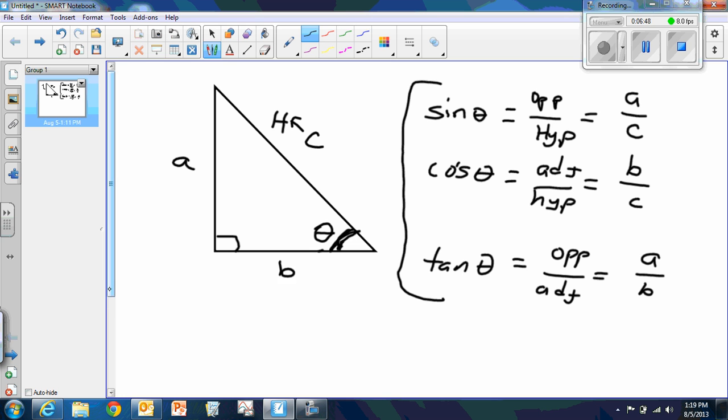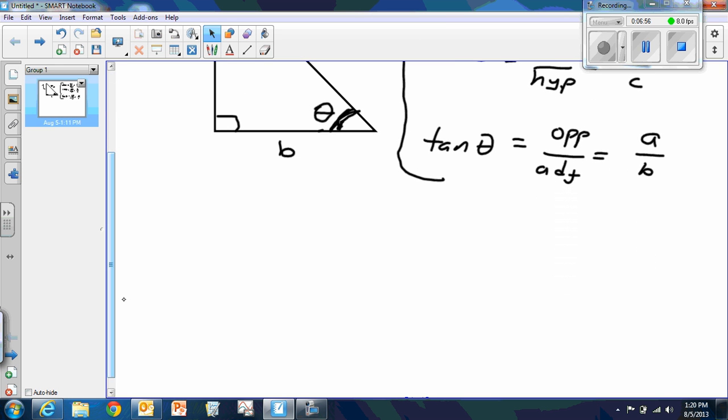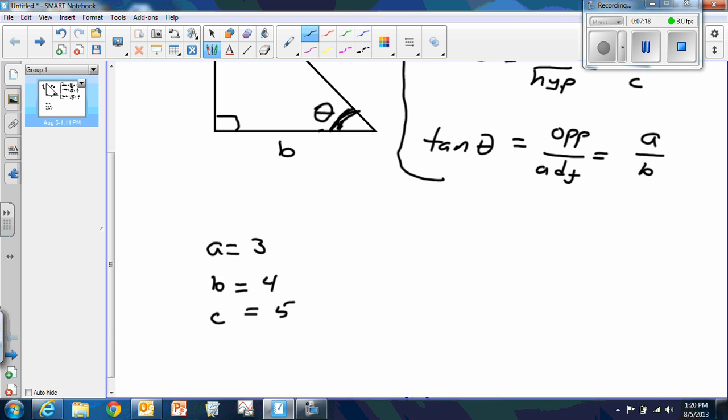Now something else that is important to know is I can know the sides and find the angle. So let's just make up some numbers here. Let's say A, B, and C are 3, 4, 5. And let's just say these are centimeters, all right? Centimeters is not SI, but it is part of the SI system.